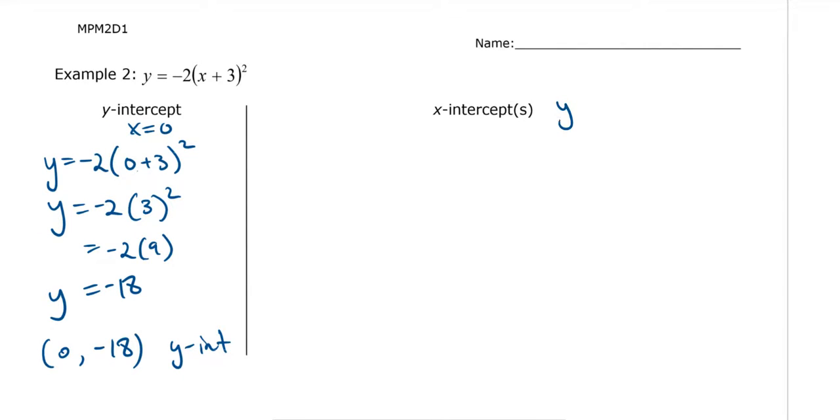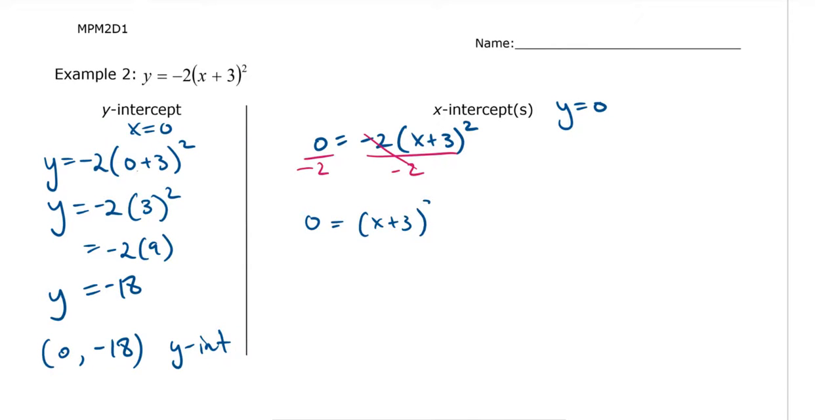X-intercepts. Make y equal to 0. So 0 equals negative 2 times (x plus 3) squared. So start solving for x, isolating x. You can do that by dividing both sides by negative 2. So you can cancel those 2's out. 0 divided by negative 2 is still 0. The right side I should have (x plus 3) squared.